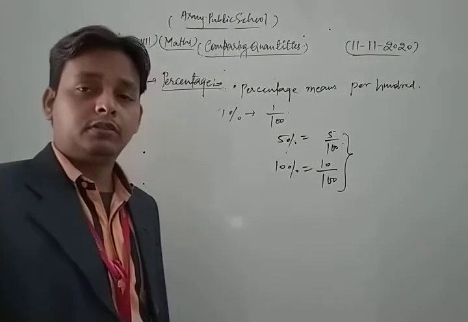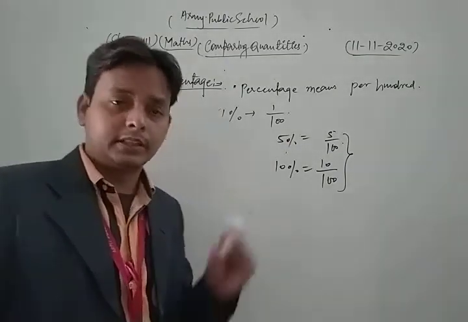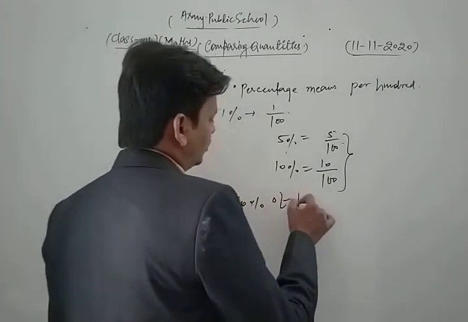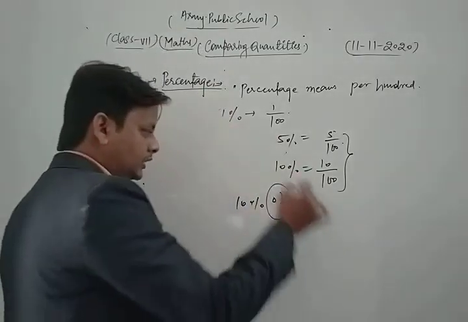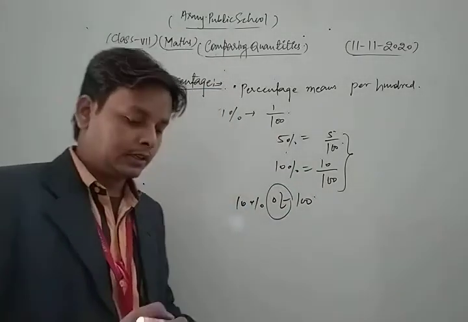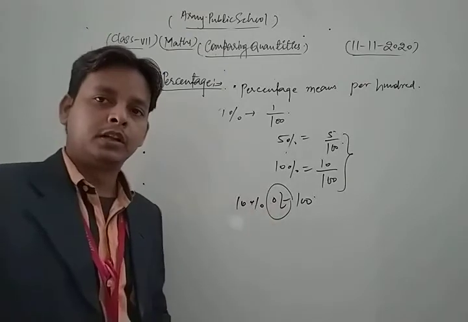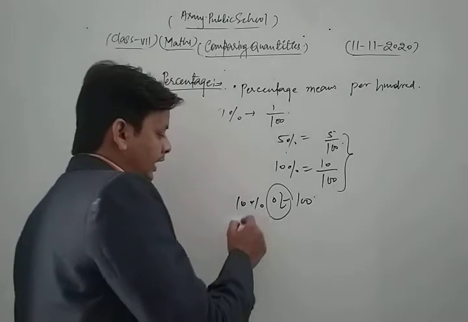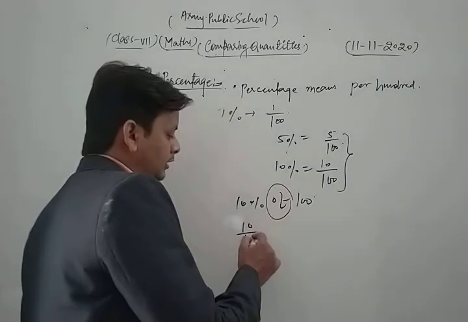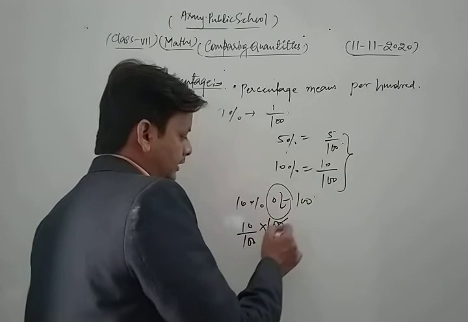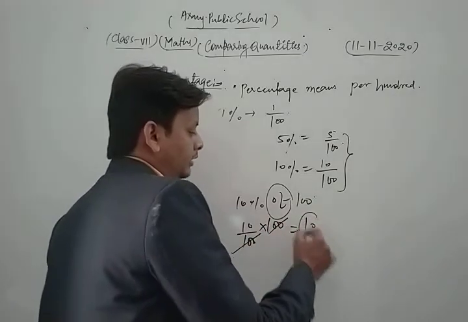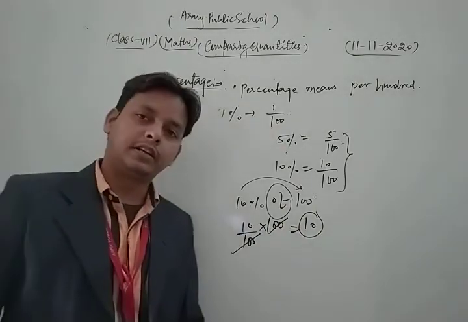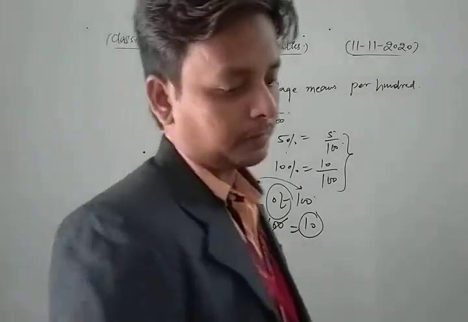And what is the concept of "of" in percentage? Suppose we find 10% of 100. The concept of "of" is multiplication. So we write 10% as 10 by 100 into 100. The 100s cancel each other, so we get 10. So in this way 10% of 100 is 10. This is the concept of percentage.